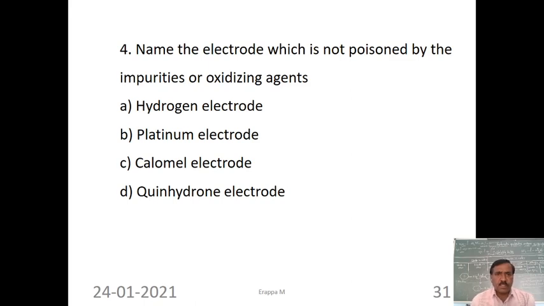Question number 4, name the electrode which is not poisoned by impurities or oxidizing agents. A is hydrogen electrode, B is platinum electrode, C is calomel electrode, D is quinhydrone electrode. For this question number 4, D is the answer. The quinhydrone electrode is not poisoned.